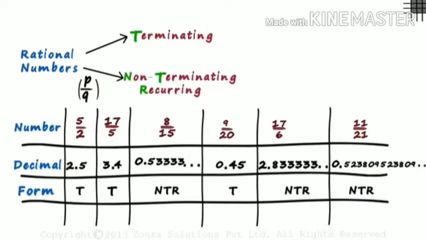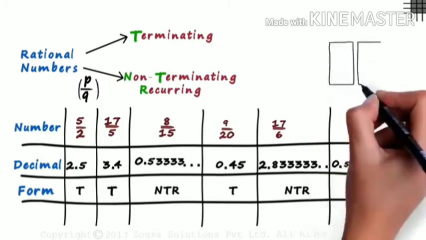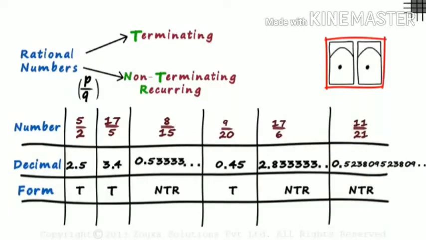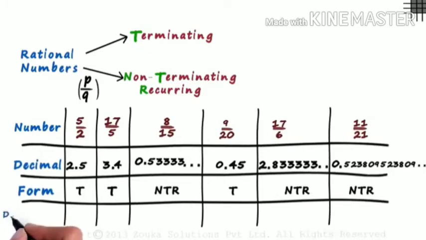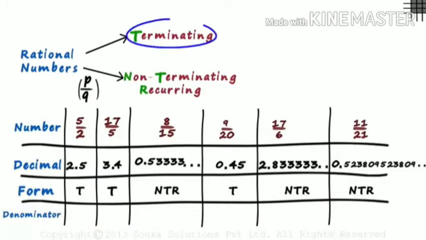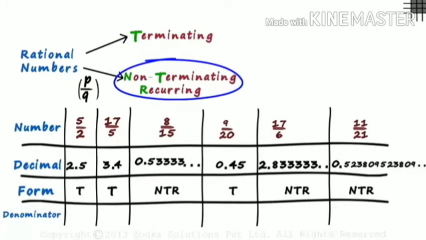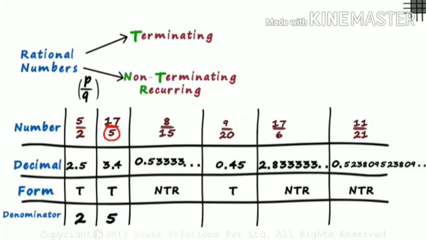Imagine trying to do all of this without a calculator. That's how your eyes would look, stunned. Don't worry, there's a quicker way. All we need to do is look at the denominator. Yes, even if we just look at the denominator, we can figure out if it's terminating or non-terminating recurring. The denominator of the first number is 2, and the denominator of the second number is 5. We just need to keep a small thing in mind. We reduce the denominators to their prime factors.